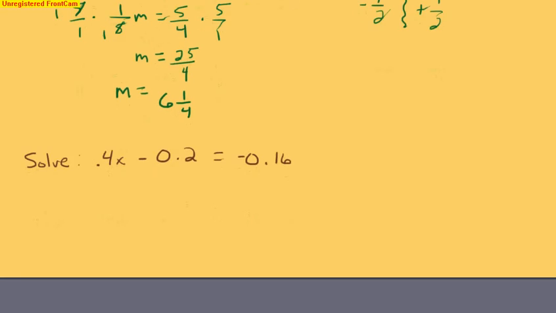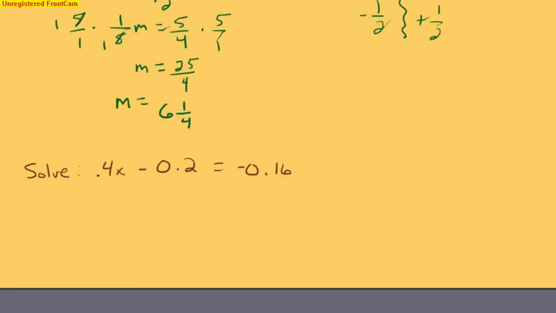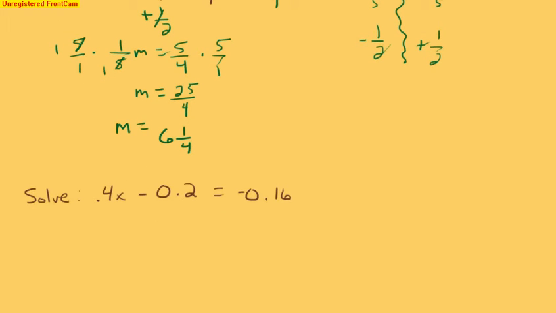Last one. Here we've got a decimal. 0.4x minus 0.2 equals negative 0.16. Doesn't matter that it's a decimal. We still follow the same process. So what are we doing to, or trying to get x by itself? We don't have it. We are multiplying x by 0.4 and subtracting 0.2. So we'll start by adding 0.2.